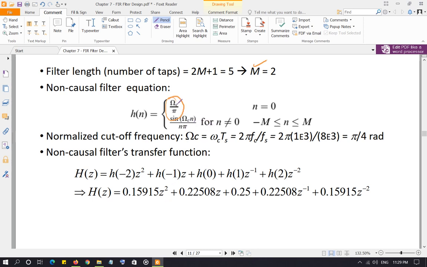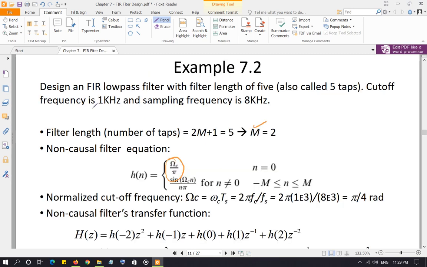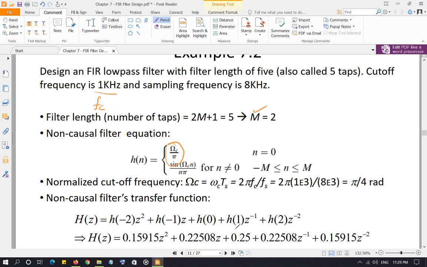First we're going to calculate the value of omega c from the value of fc that is given to us. We are given the cutoff frequency in hertz. So omega c, as we discussed in the last chapter, is omega c times Ts, so 2 pi fc, and Ts is 1 over fs, so 2 pi fc over fs, and fs is given to us as 8 kilohertz, and fc is 1 kilohertz. So we put that in, and omega c will come out to be pi by 4 radians.